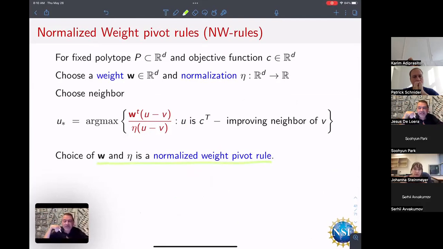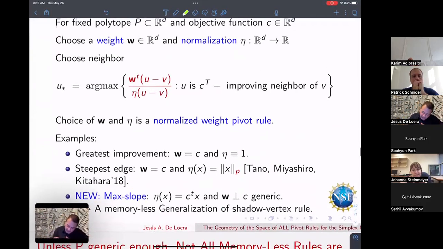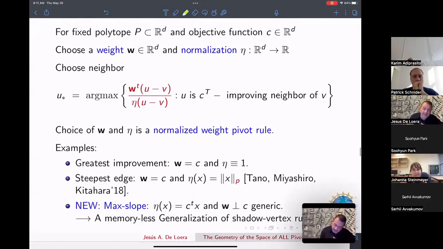So I'm going to say that this is the normalized weight pivot rule, and of course there are many examples of NW pivot rules. I call them NW. Here are some examples that are very nice. The greatest improvement, for example, is where you don't care about the normalization. You just look at the longest edge, you just don't normalize the edges, and the W will be just the same objective function. For steepest edge, you take the objective function and then you take the norm, the LP norm.